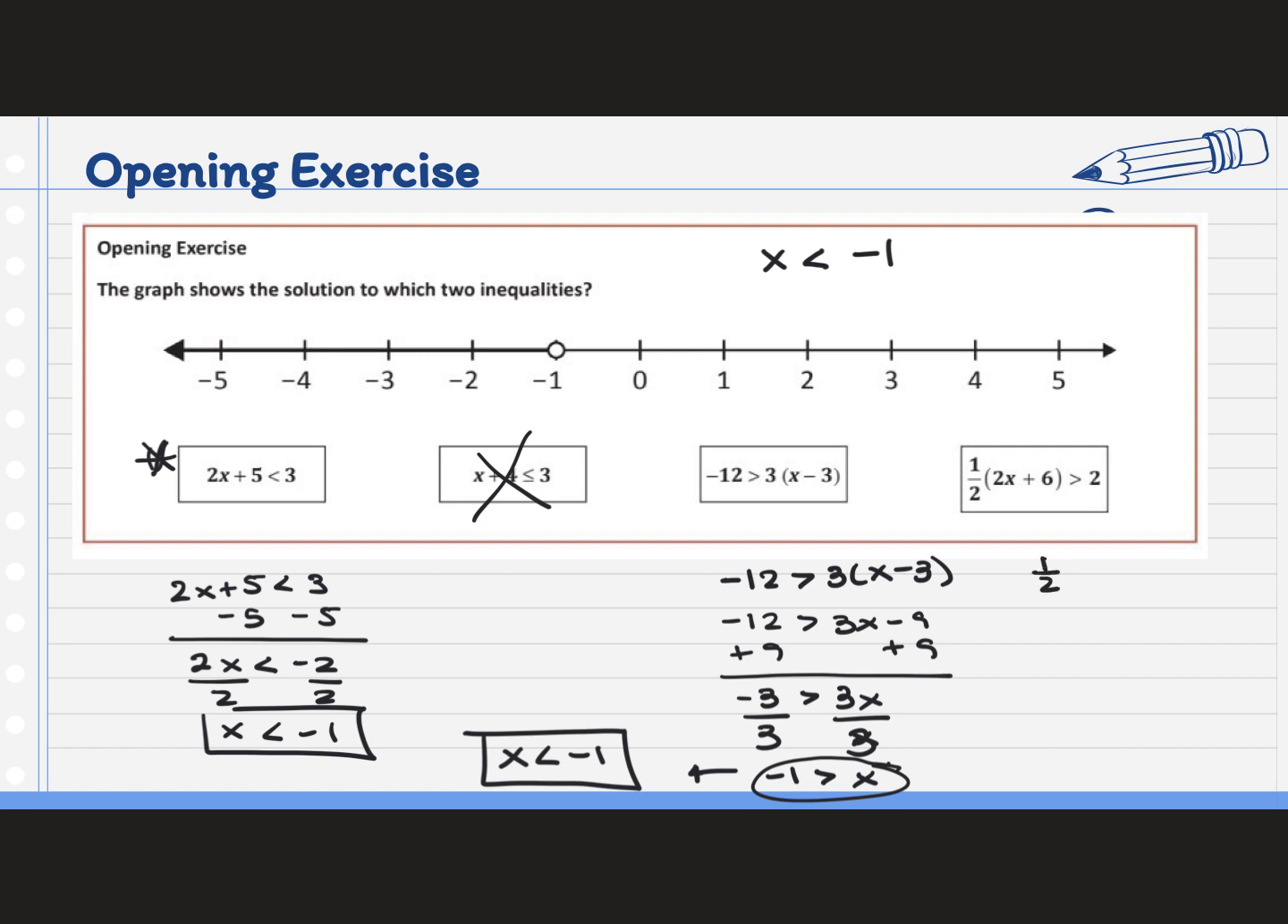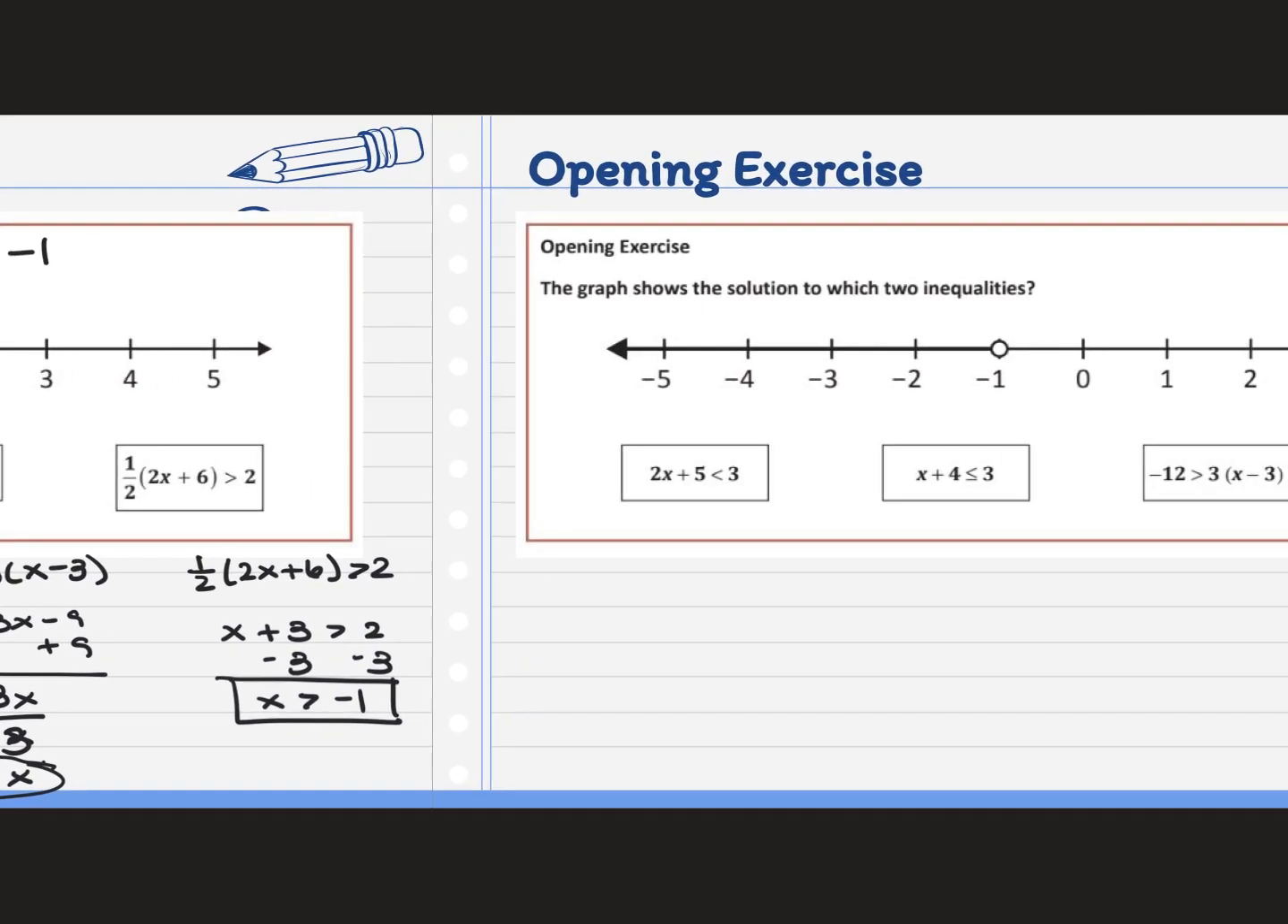And for the last one, we have 1/2 times 2x plus 6 is greater than 2. I'm going to distribute 1/2 to each, so I get x plus 3 is greater than 2. Subtract 3. I get x is greater than -1. So this one is not a solution. So these two inequalities that have the star, the inequality of x is less than -1 is a solution to these two inequalities.